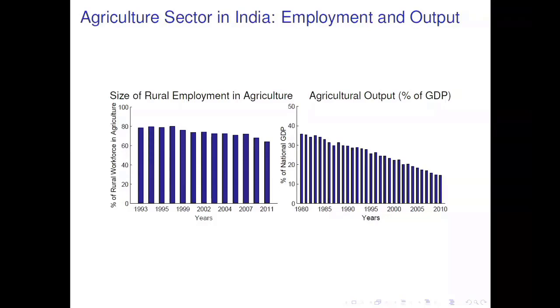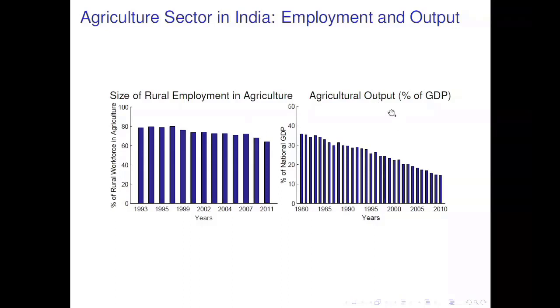The idea also is motivated from the fact that if you look at the agricultural sector in India, it actually represents economic activity pretty well. So on the left-hand side, you can see this is showing the size of rural employment in agriculture. And that's pretty much close to 75–80% for most of the sample. So what this essentially is showing you is that, at least in the rural areas, agriculture is the predominant sector. So we will be capturing most of the first-order effects.